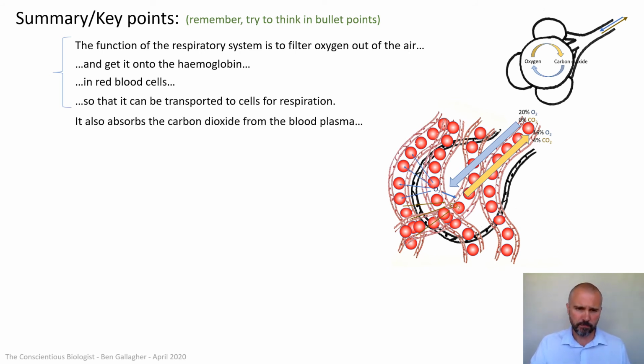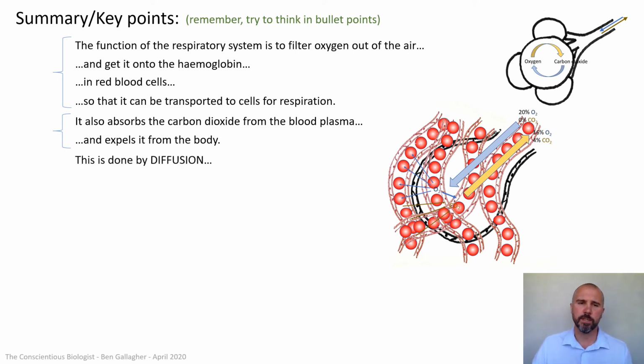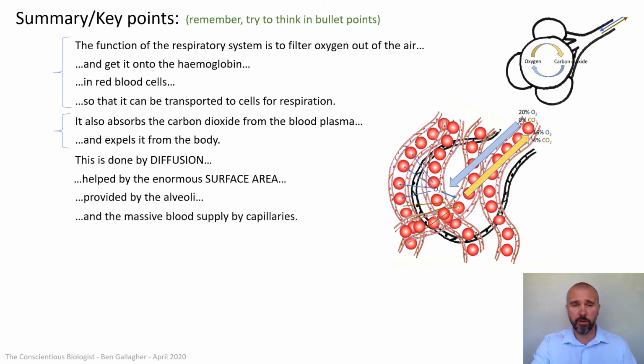Let's look at the next bit. It also absorbs the carbon dioxide from the blood plasma, so I'm getting a key detail in there, and expels it from the body. So those 2, very brief little points, but it's the secondary function, that removal of the carbon dioxide. Next ones, this is done by diffusion. Don't forget to get your keywords in there, they're always worth a mark. That's helped by the enormous surface area, so you're linking up your surface area to volume ratio stuff. What's giving you that surface area? It's the alveoli and the massive blood supply by capillaries. So that's a really important bit that fully explains how you've got adaptations in the alveoli. So that's another point on its own.